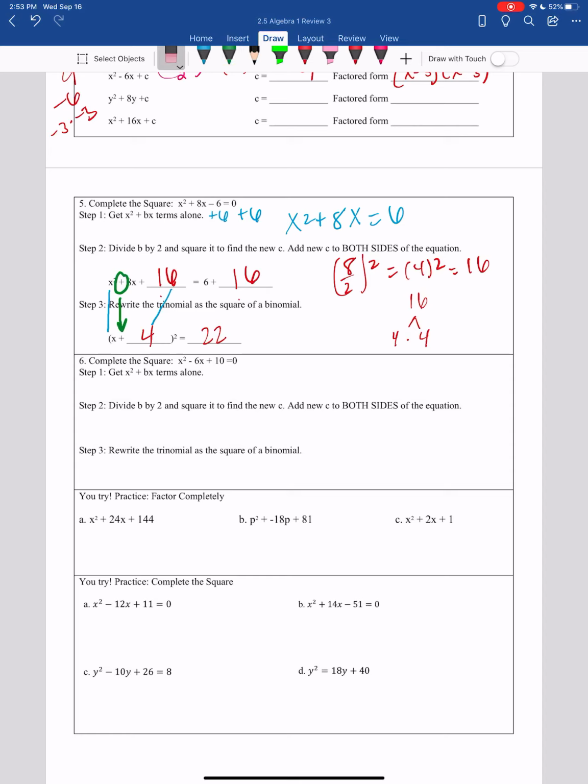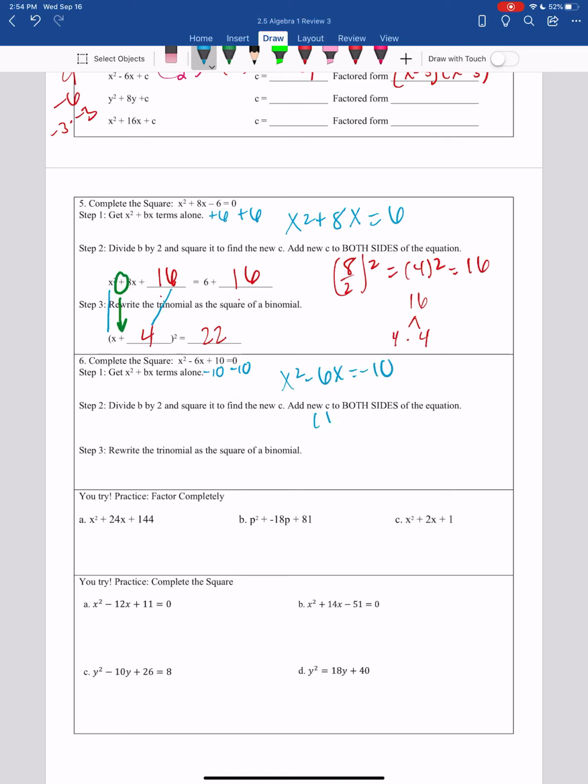If you really were trying to conceptually understand this, you'd be finding that factored version, thinking about what multiplies to be the a times c, adds to be the b, and rewriting that middle term so that you're getting those two values. But since we're working specifically with perfect square trinomials, we can do this every time. Okay, I'm going to walk you through one more, but then I'm going to let you try those other ones on your own. So first thing we want to do is get x squared plus bx by itself. So that's going to be x squared minus 6x equals negative 10.